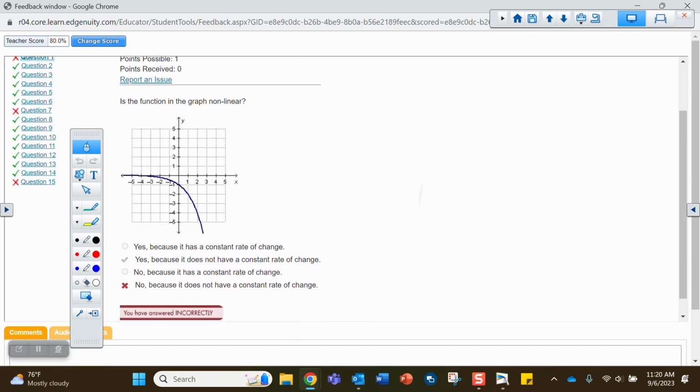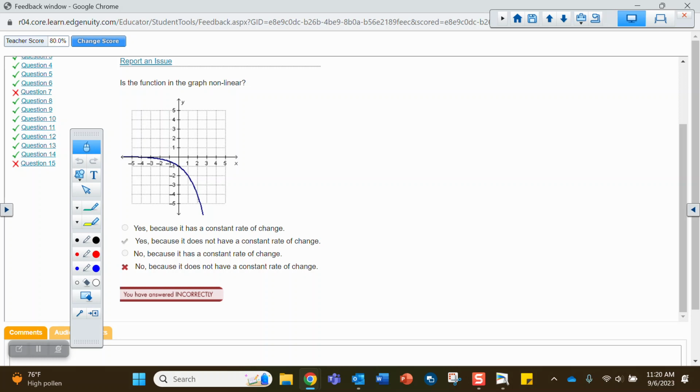So the first one is asking if the function in the graph is non-linear. And so I think you maybe read, is it linear? So you said, no, it's not linear because it doesn't have a constant rate of change. It does not have a constant rate of change, but that's what makes it nonlinear. So this one we actually should have said yes, because again, it's asking, is it non-linear? That means, is it not a straight line? Yes, it is not a straight line because it does not have a constant rate of change.